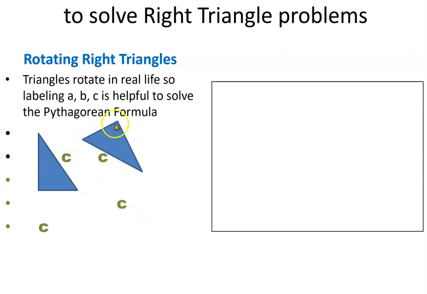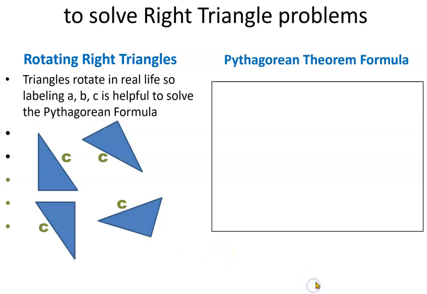I rotate it and it doesn't look like even the same triangle, but there's the hypotenuse. Here's another one rotated. It's exactly the same shape but turned. And if you look at all four, they do look like they're different triangles. That's why labeling is very helpful.